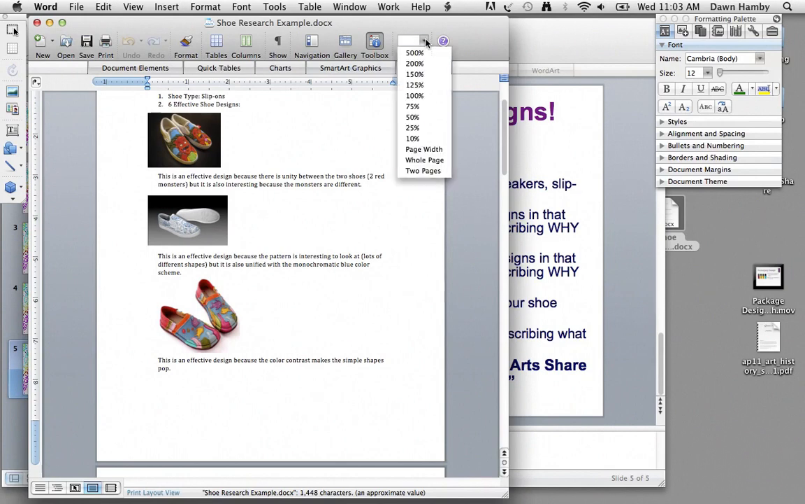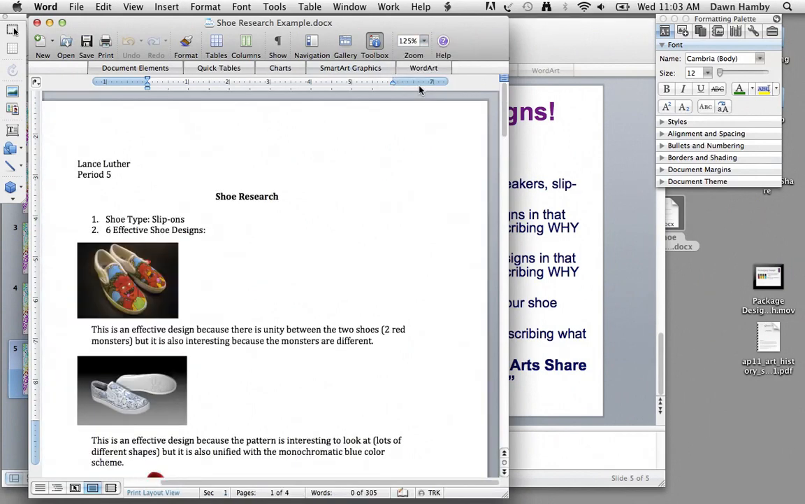So if we take a look at this first one, this is a shoe design with 2 different monsters on it, and I think this is an effective shoe design because there's unity between the 2 shoes. There's 2 red monsters, but it's also interesting because the monsters are different. Okay, so just use that terminology that I've introduced to you to explain why you think this is effective.